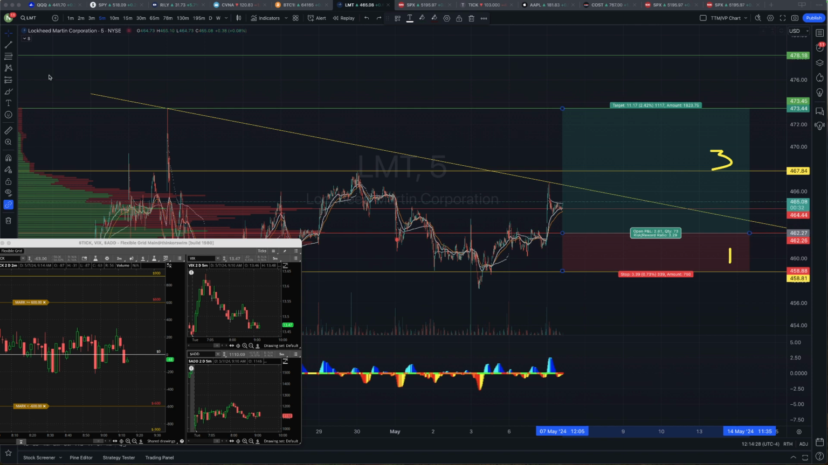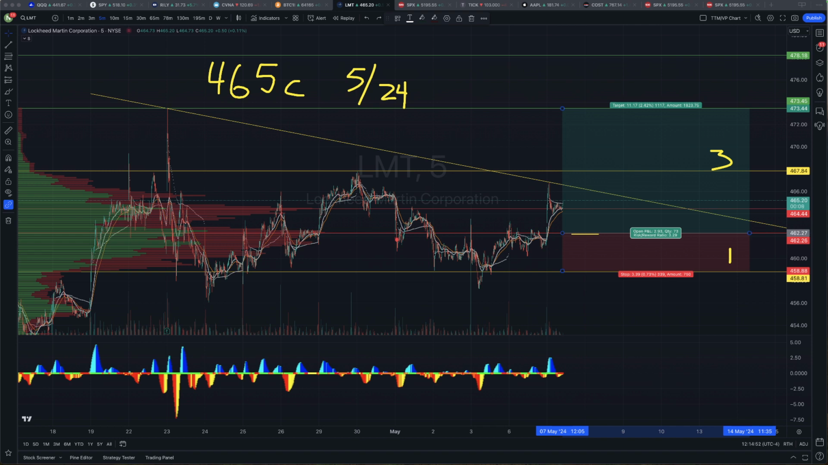I'm setting my alert for this level here. I want to play the 465 calls for May 24th. Okay. And I'm looking to pick them up off of that level right there, which I have an alert set at if we come into it, and my stop will be below 458.88.